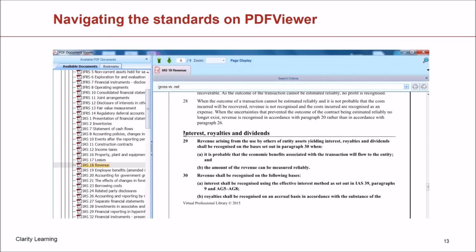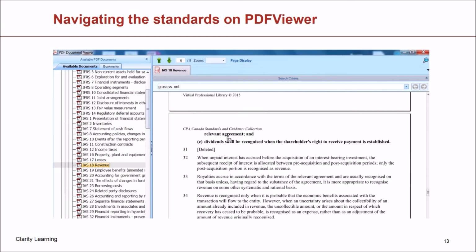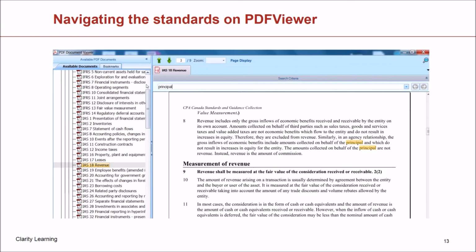There's some additional information on interest, royalties, and dividends. However, that's pretty rare on a CFE or UFE, but just make sure you know where everything is so you can easily Control F. For example, if you wanted to know where the information regarding principal versus agent is, you would type in principal, press enter, and then it will show where those words pop up. So it's under paragraph 8, and this is the only guidance relating to gross versus net reporting here.